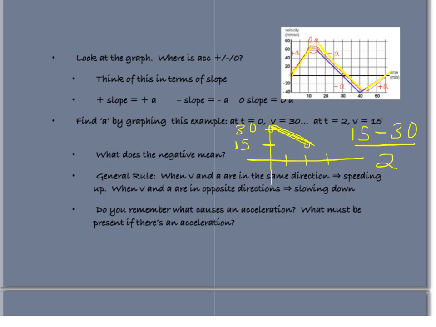So one more time, your general rule for deciding how you're going to speed up or slow down: if velocity and acceleration are in the same direction, that's an object that's speeding up. When velocity and acceleration are in opposite directions, that's going to be an object that's slowing down.